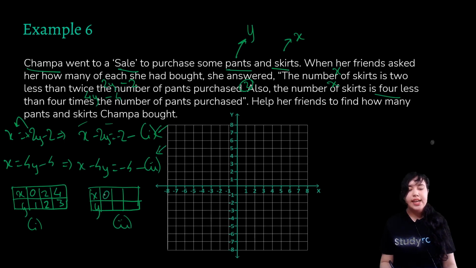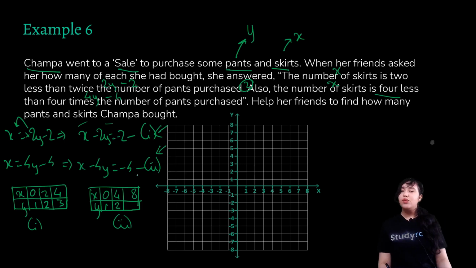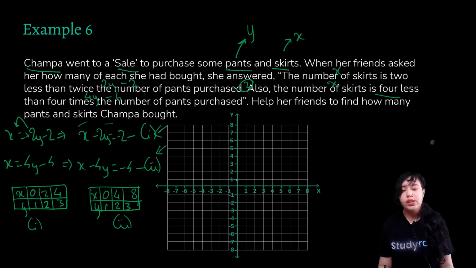Let's focus on equation number 2 now. So if I take x as 0, I'll get y as 1 once again. If I take x as 4, I get y as 2. If I take x as 8, I'll get 8 minus 4y equal to minus 4. Minus 4y becomes minus 12 and y becomes 3. Let's plot these points. So 0, 1, label it also. Then 2, 2, 4, 3.